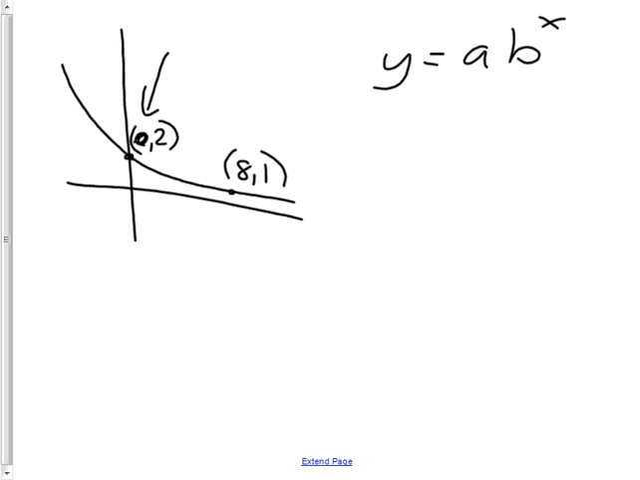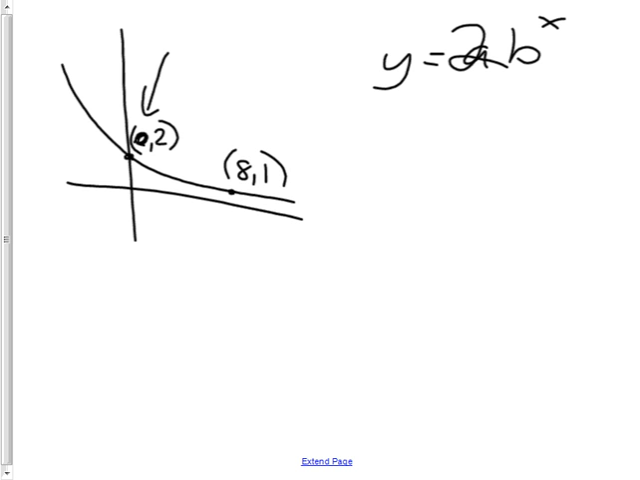If I stick in this point, x is 0 and y is 2, watch what happens. What's b to the 0? It's equal to 1, so it just disappears. And look at that. It tells you a equals 2. See? Otherwise, you can just know that and jump right in and say 2. Then, what's the y or the b or the x?